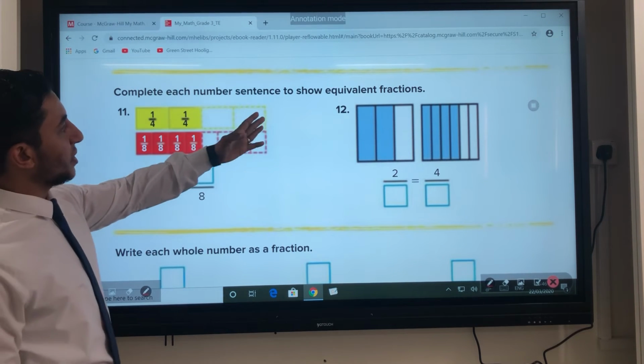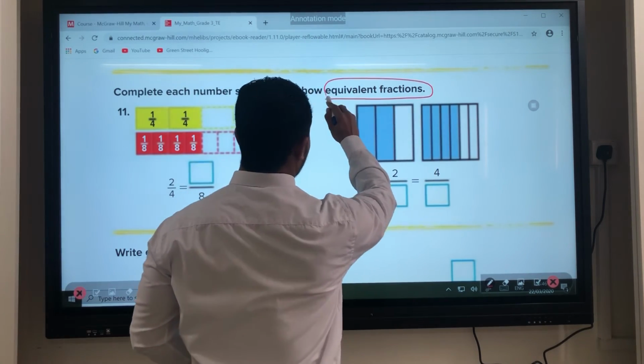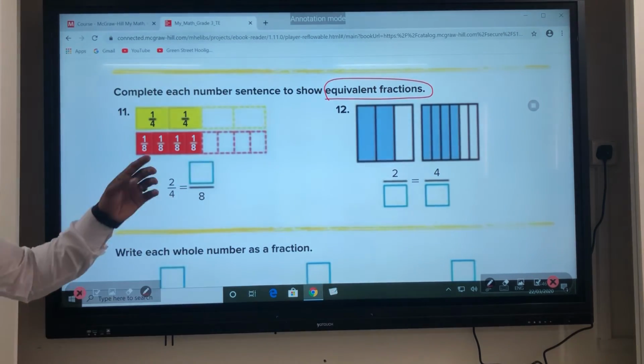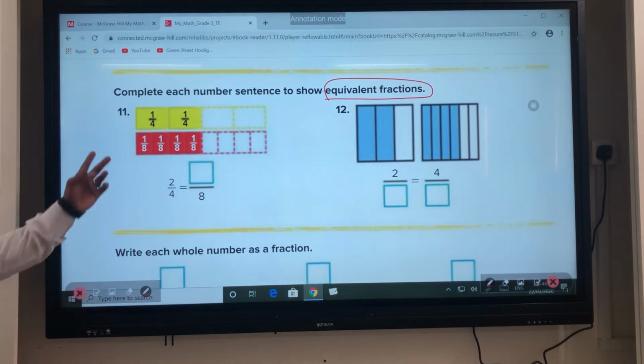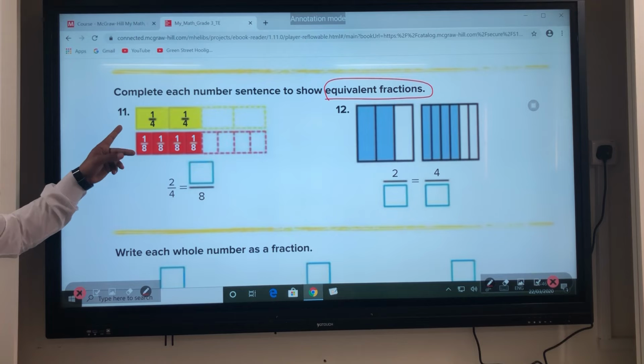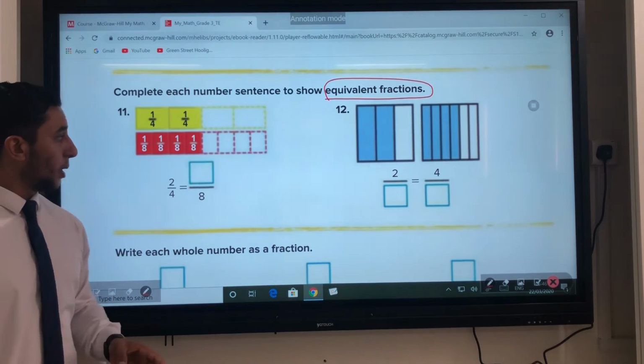Complete each number sentence to show equivalent fractions. Again, this is the definition of equivalent fractions. Excellent. Two models, as you can see. The first one is divided into 4 equal parts, and the second one is divided into 8 equal parts.